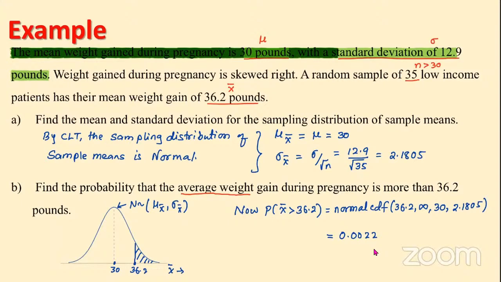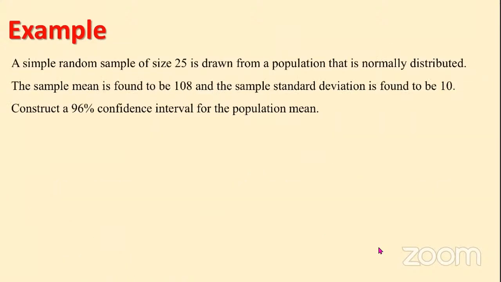That's a very small probability, because the average is around 30. We are looking at 36.2, and the standard deviation is very small there, 2.18. So this value, 36.2 or more, will be very small. That's why we get the probability that X bar, or the average weight gain, is more than 36.2 is 0.0022. Okay, so that is the problem based on the central limit theorem. That is the second example. Let's get into the third one.